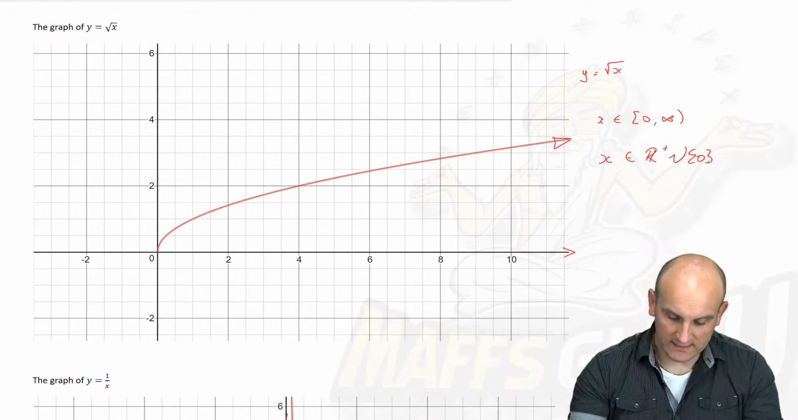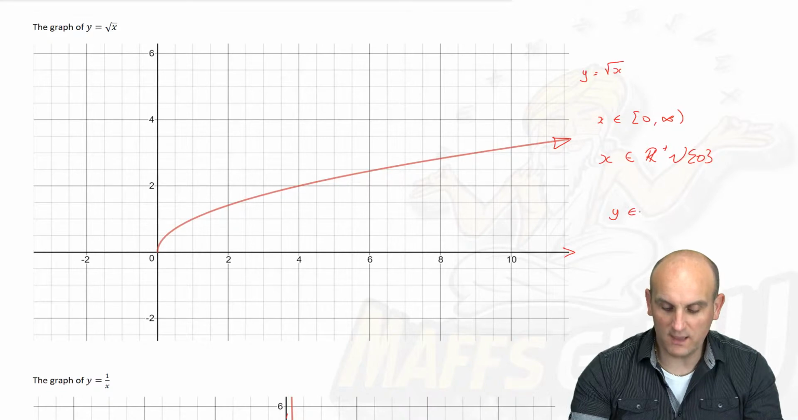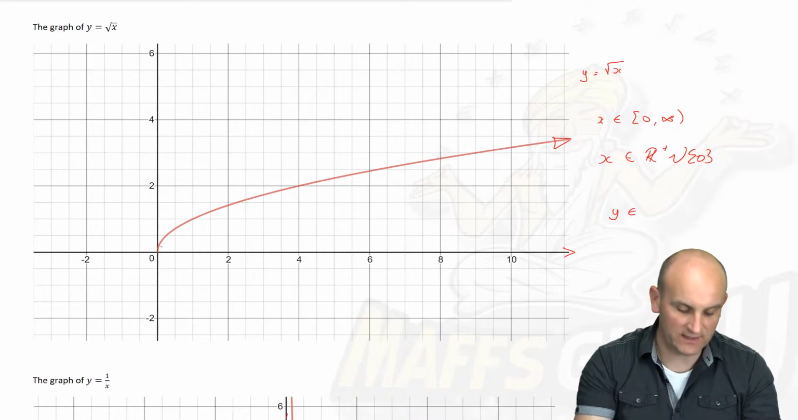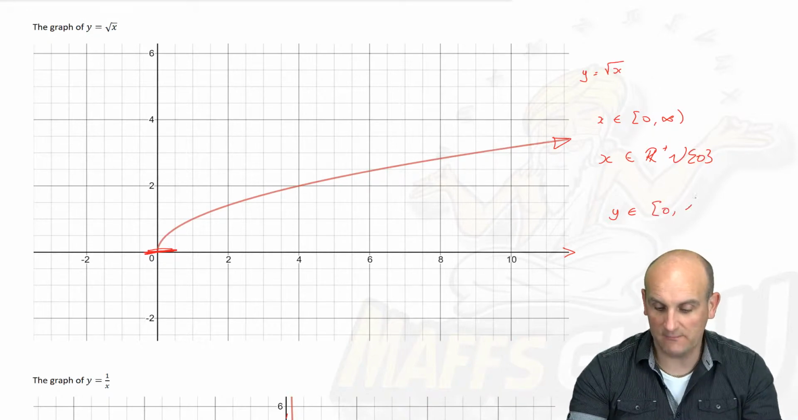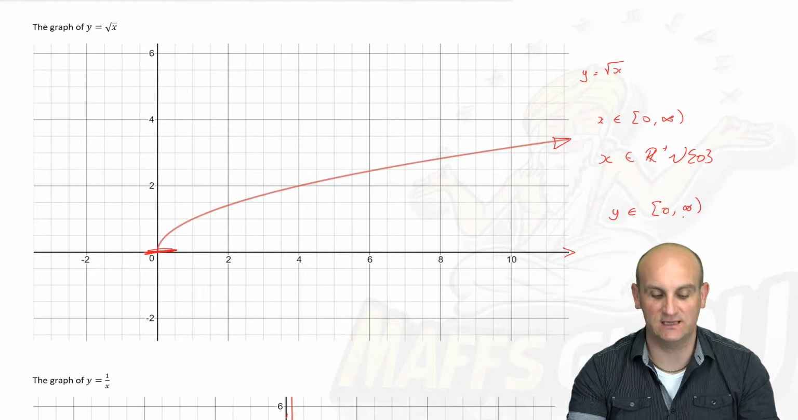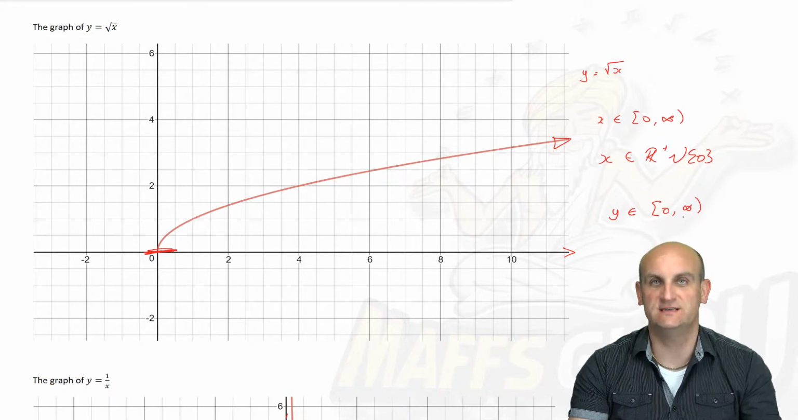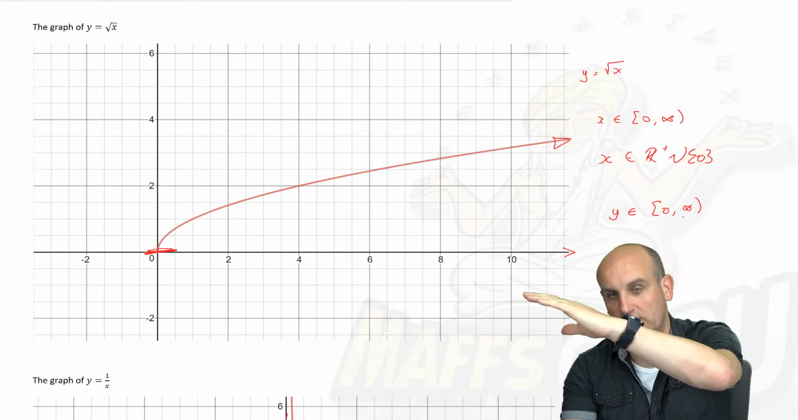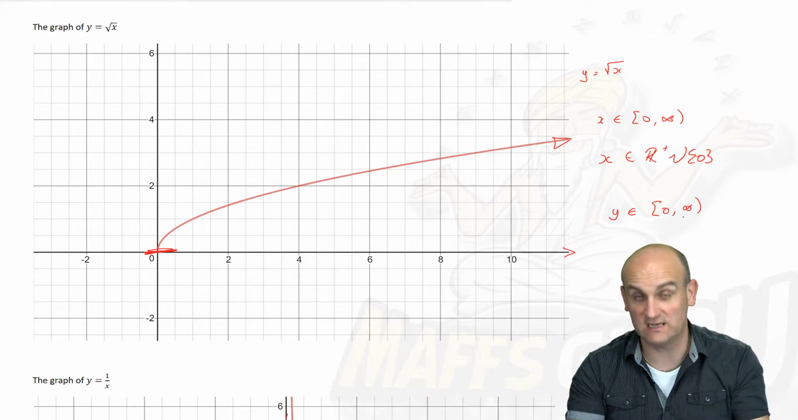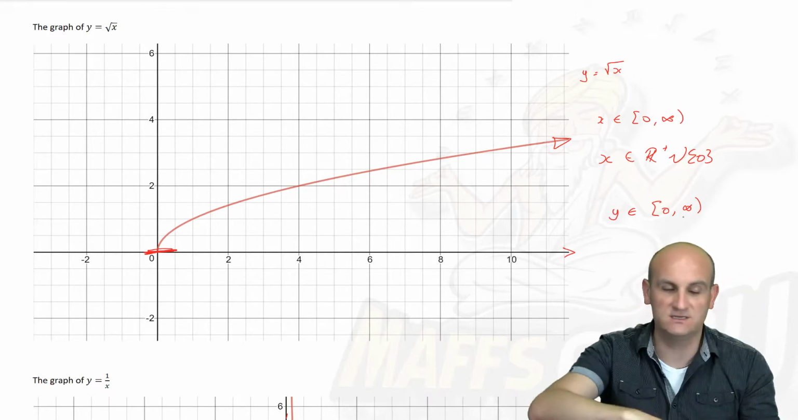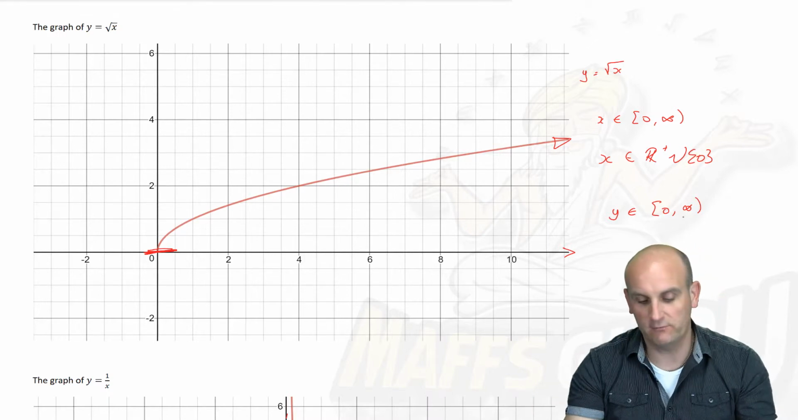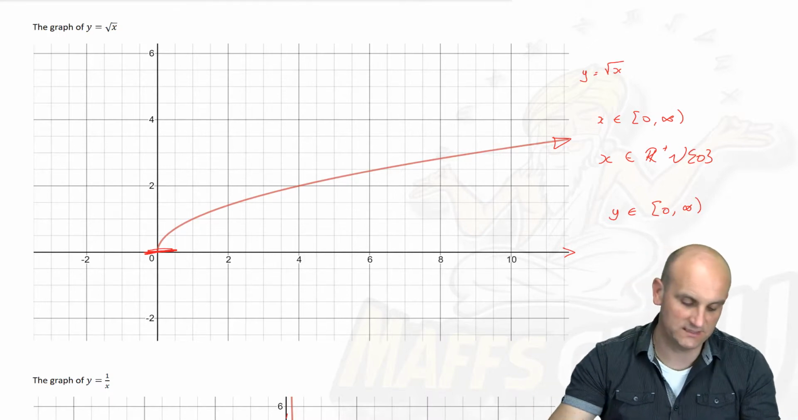What about my range? My range is given by y is equal to, so what's my lowest value? Once again, my lowest value is 0. I can get 0 out, so my lowest value is 0. And my highest value is actually infinity. Now I know it looks like this graph is actually going on to 4, but actually, theoretically speaking, this square root graph could go on and on and on to infinity and keep going. So my range is from 0 to infinity.